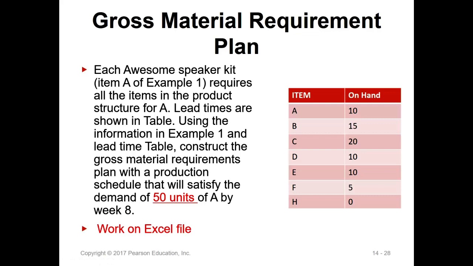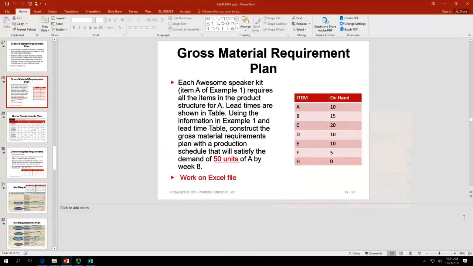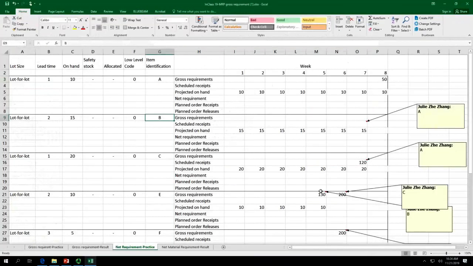In the previous practice in Excel, we did not consider any inventory you have. But here we have A, 10 pieces, B, 15 pieces, and so on, to see how you need to plan your material. So for A, you need 50. Because we already have something in our inventory, now you only need 40 to be produced. This 40 equals 50 subtract 10.